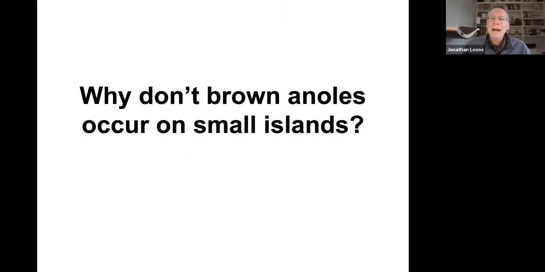But why don't we find brown anoles on these very small islands? You put them there, they do just fine. Something must come along every now and then that keeps the brown anoles from being there. Now, when you say something must come along every now and then, and you're in the Bahamas, obviously you're talking about hurricanes. And so in fact, when Tom Schoener published his first paper, Tom and Amy, on these islands, they said that it must be hurricanes.